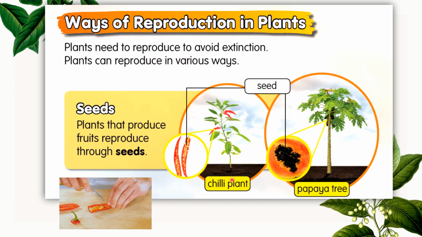As you can see here, these are seeds that can be found inside the chili plant. So let's watch the video on how to plant a mango by using its seed.